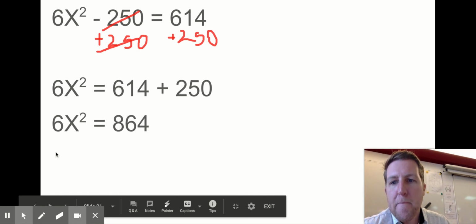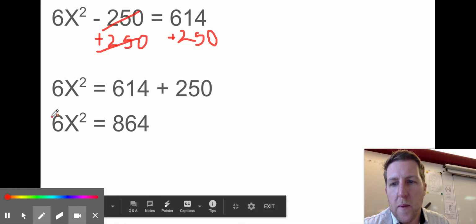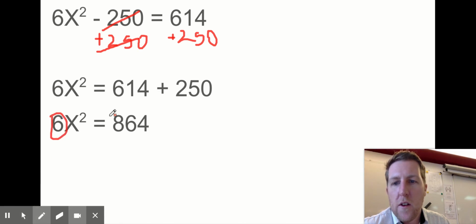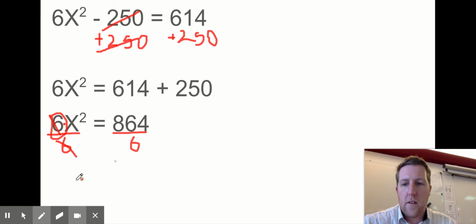All right. Now you need to decide how you are going to move this piece, this 6, over to this side. Because it's being multiplied here, 6 times x squared, we need to do division by 6. So if we divide by 6 on each side, this one and this one don't become 0, it becomes 1. 6 divided by 6 is 1, but that's fine because 1x squared is something we can deal with. And then 864 divided by 6.